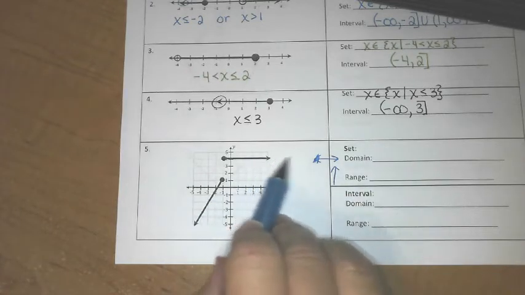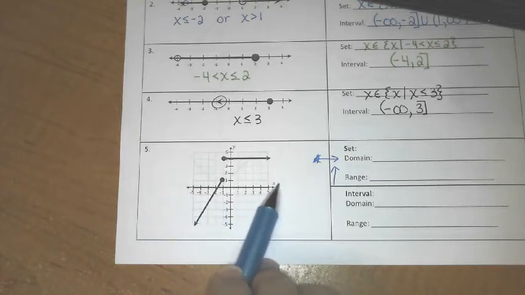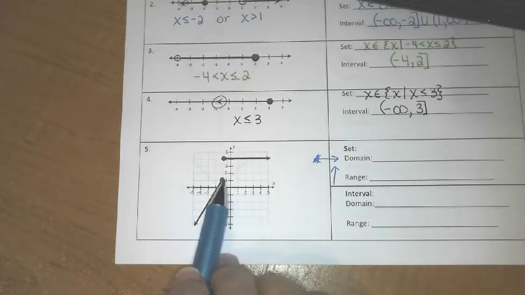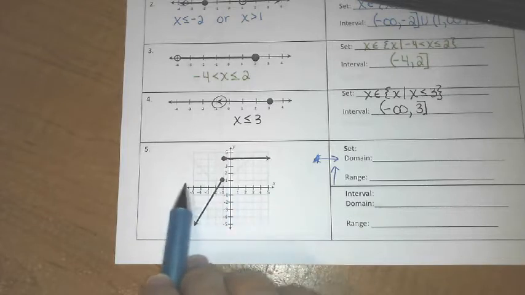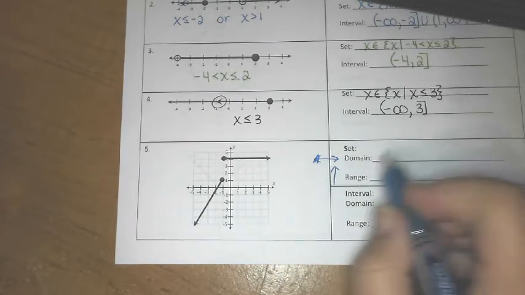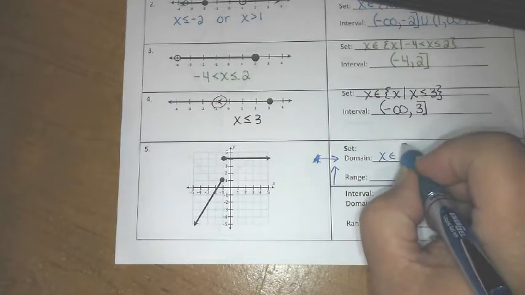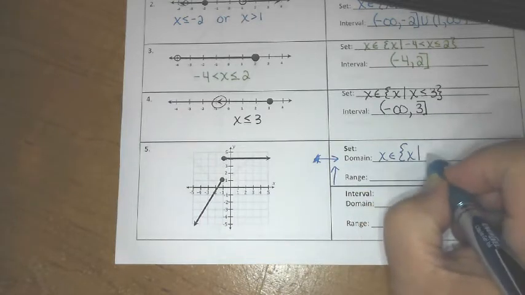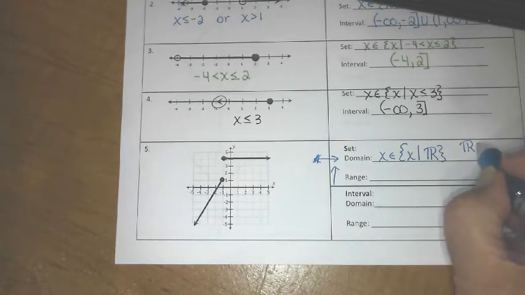arrow pointing to +infinity. Is there a gap in my x's? Well, this is a closed circle at -1, and this is a closed circle at -1. So there is no gap. -1 is completely covered. So for my set notation, I'm going to say that x is a member of the set of all x's such that x is a real number. This fancy R represents all real numbers.